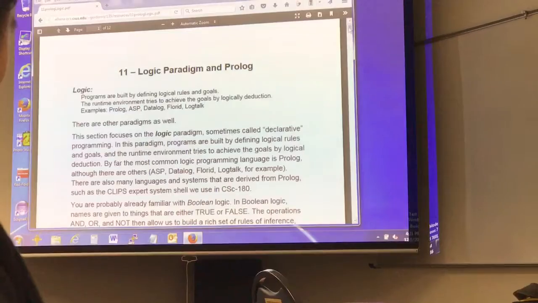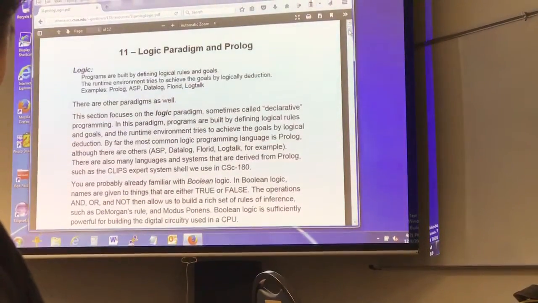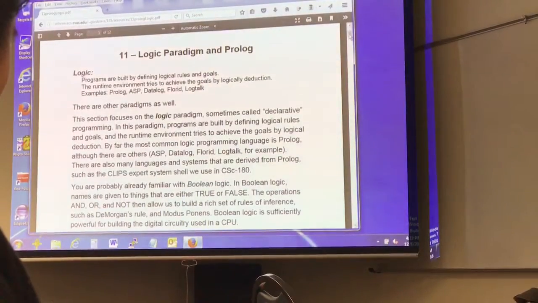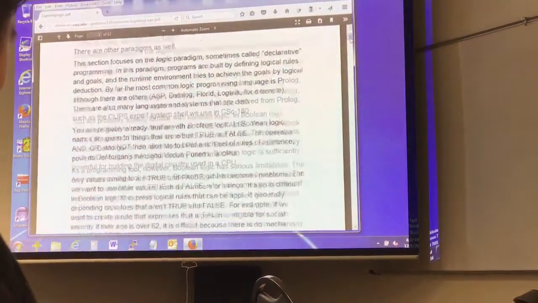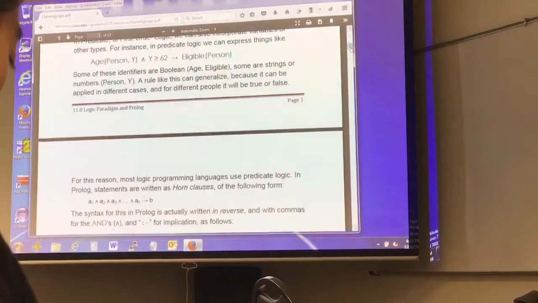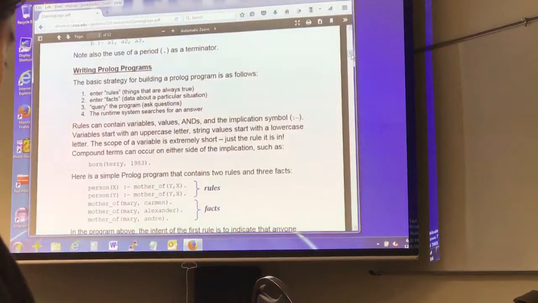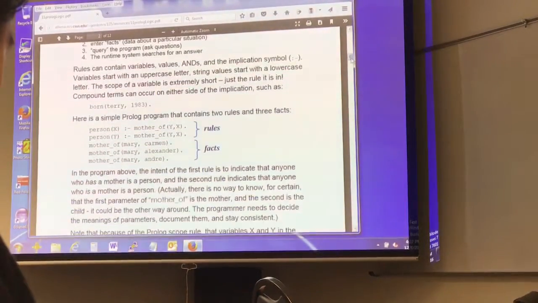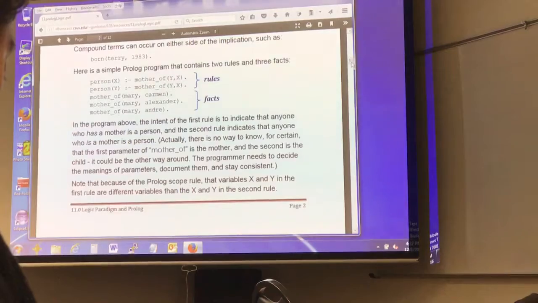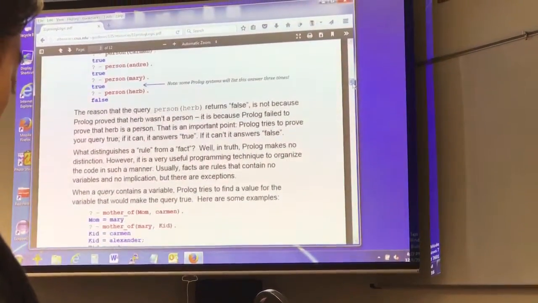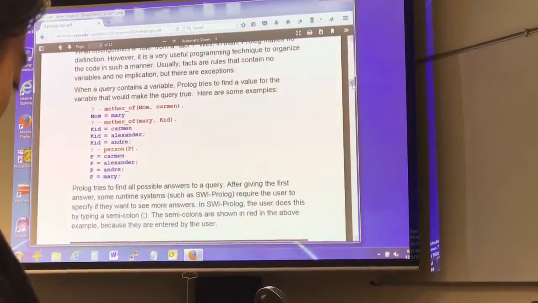Okay, we've been spending a lot of time lately in the logic paradigm and Prolog. So just as in Scheme, I might ask you to write some Prolog code. You should be comfortable with the sort of pattern matching that we've been doing in the parameters, and setting up rules and facts, being able to tell what a query will return.